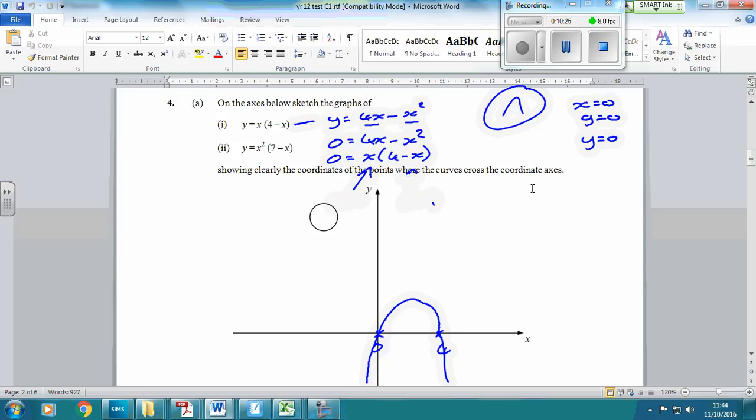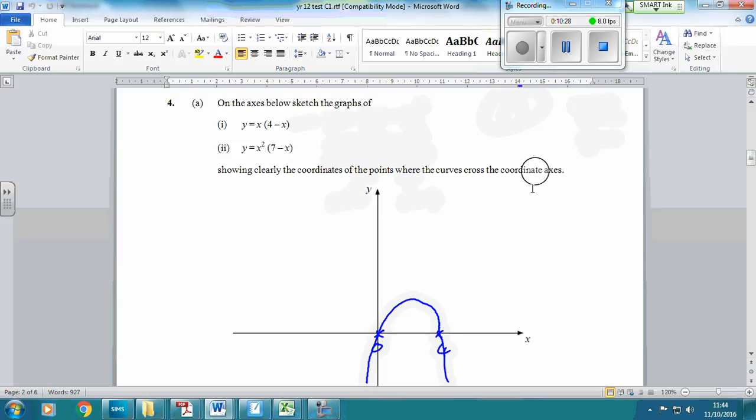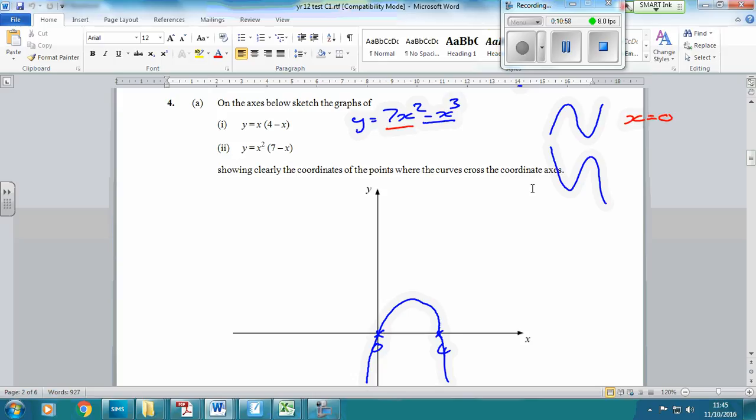Okay, now the next one, we're going to sketch this. Let's multiply out first of all. So we've got y equals 7x squared minus x cubed. Now again, you've got a cubic, but instead of being a cubic that looks like that, it's a minus x cubed, so it's going to look like that. And what we've got to do is find out where it goes through the x-axis and the y-axis. If we draw this one in red, to find out where it goes through the y-axis, we set x equal to 0. So that's going to be 7 lots of 0 squared, which is 0, take away 0 cubed, that's still going to be 0. So x equals 0, y equals 0. So it's going to go through there.